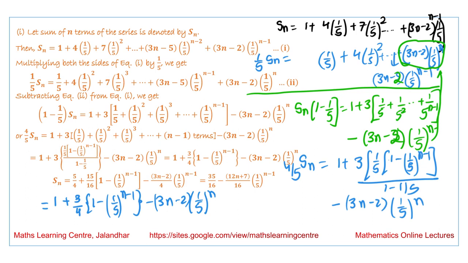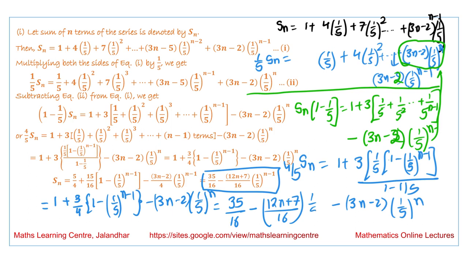And if we solve these values, the final answer we get is in this form: 35 by 16 minus 12n plus 7 divided by 16 into 1 by 5 raised to the power n minus 1. So this is the sum up to n terms.